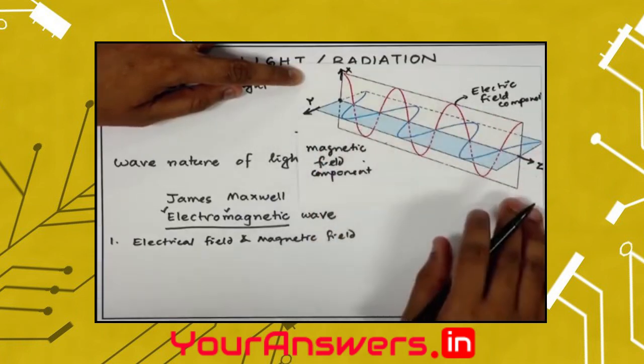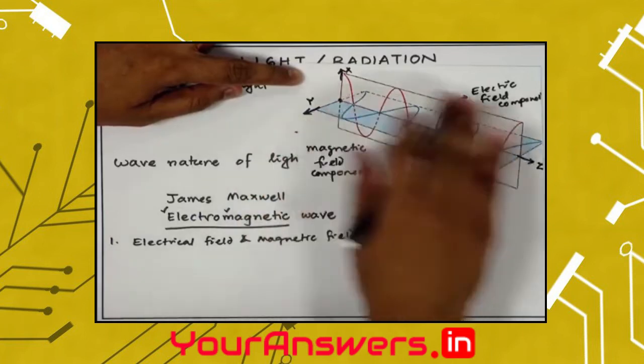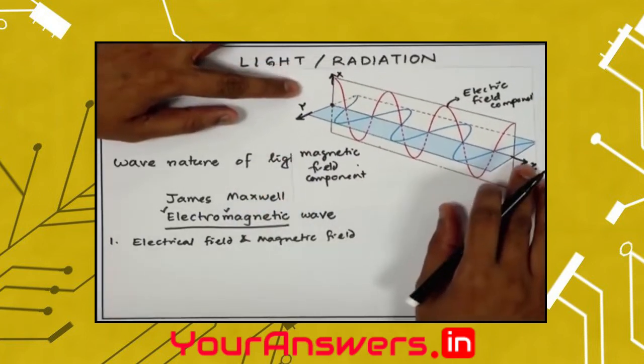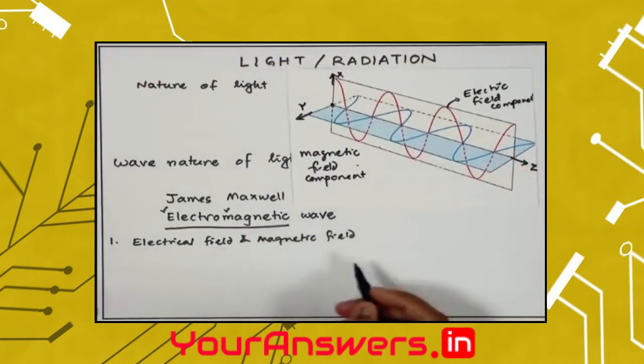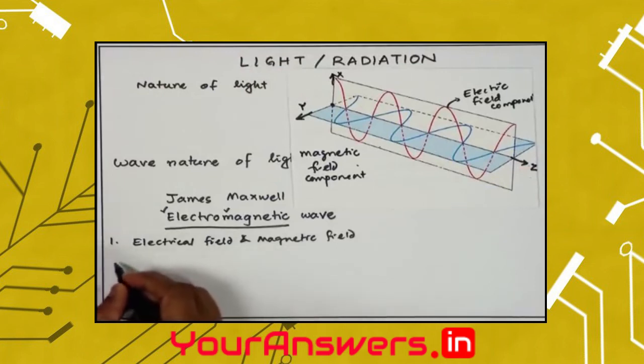All electromagnetic radiation shows this kind of behavior. Alright, so this is one important property of electromagnetic radiation.